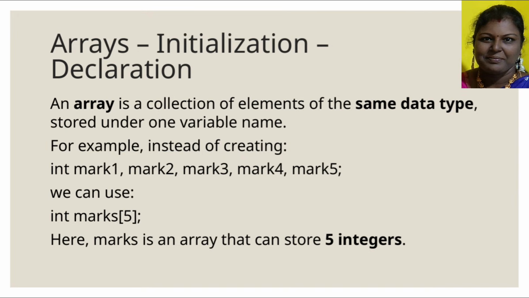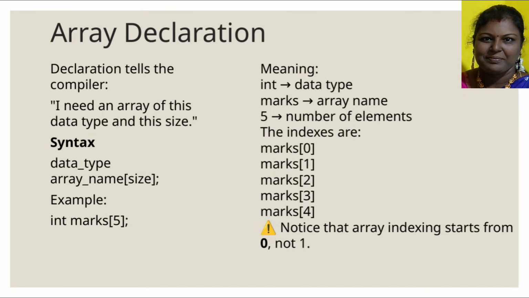Let's talk about what this slide means. Here, int is the data type. It tells us what kind of values we're storing. marks is the name of the array, and 5 is how many elements it holds. The indexes start at 0, not 1, so marks[0] is the first element, marks[1] the second, and so on up to marks[4]. When we declare an array, we're telling the compiler exactly what type of data we want and how many pieces it should reserve. The syntax looks like this: data type, array name, then size in square brackets.